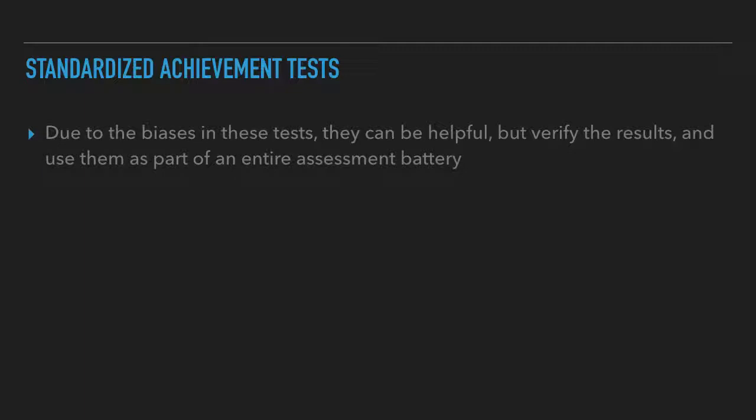Bullet points for the standardized achievement test. Due to the biases, they can be helpful, but verify the results. Use them as part of an entire assessment battery. High stakes tests are generally preferred to these tests because standardized achievement tests take time and money, and high stakes tests have to be given anyway, and the time and money is often federally assisted.